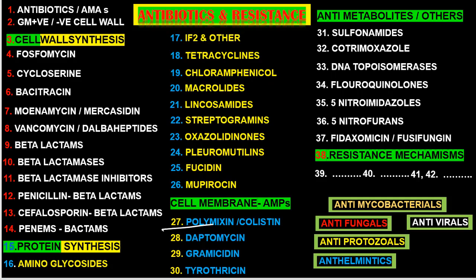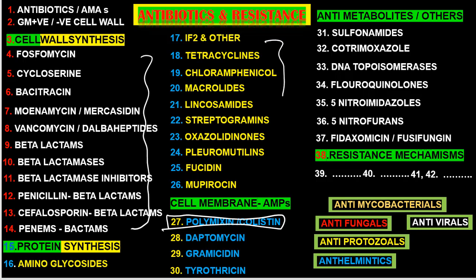Here in part 27 of this video series, we discuss colistin and polymyxin B. So far we discussed antibiotics which act on cell wall synthesis. Then we saw antibiotics which interfere with the protein synthesis process. And here we start with antibiotics which act on the cell membrane of bacteria. So we are talking about antimicrobial peptides which act on the cell membrane.